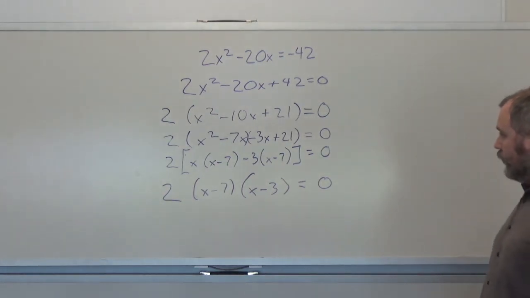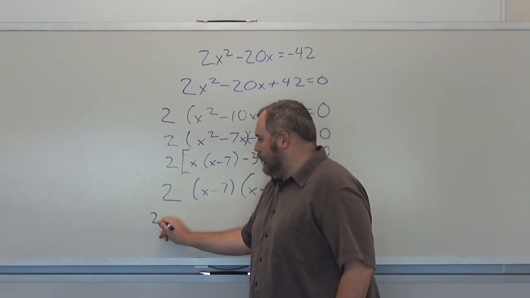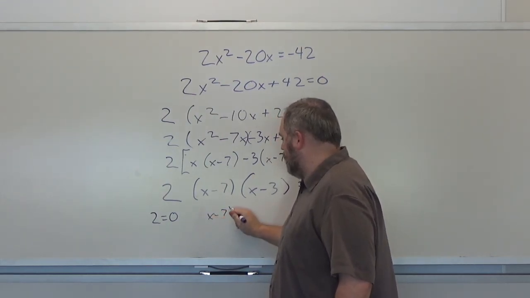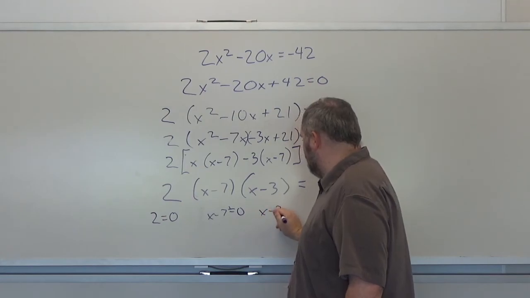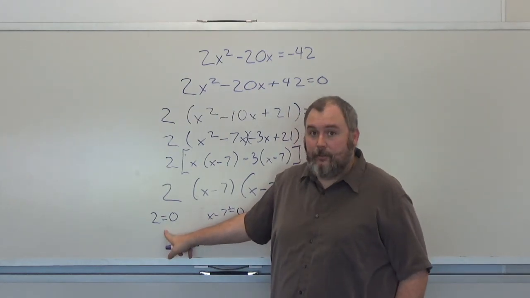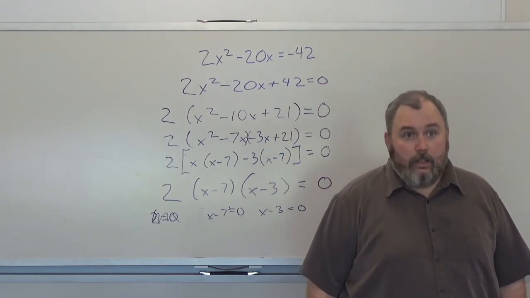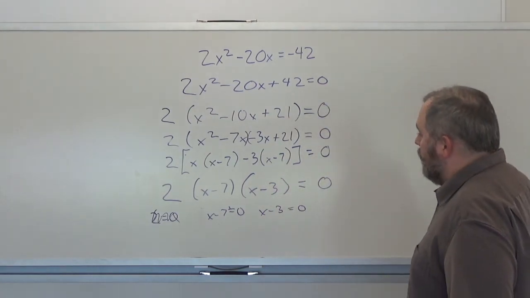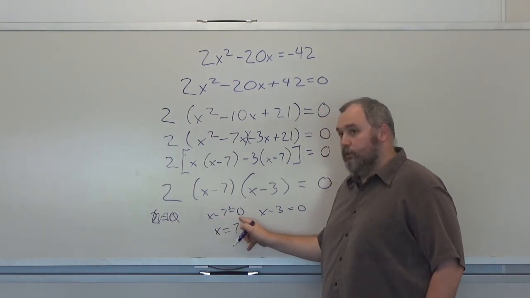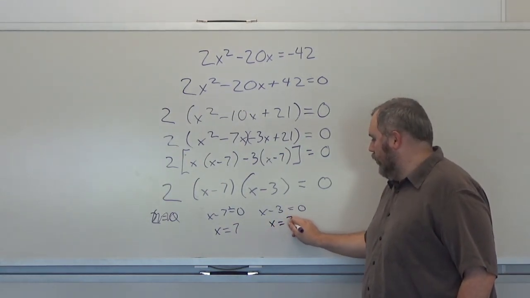So what do we do? Well, we're going to set each individual piece equal to 0. We have 2 equals 0. We have x minus 7 equals 0. And x minus 3 equals 0. Well, think this through. Is this possible? Does 2 equal 0? No, it does not. So that really means nothing. It doesn't tell us anything. But what we can do is finish this out. We can say x is equal to 7 because we solved for this one. We solve for that and we get that x is equal to 3.